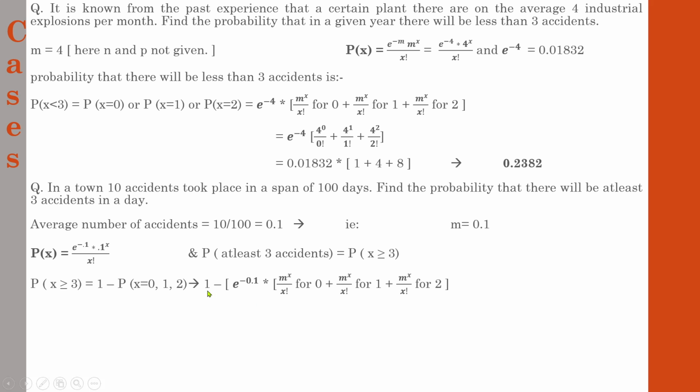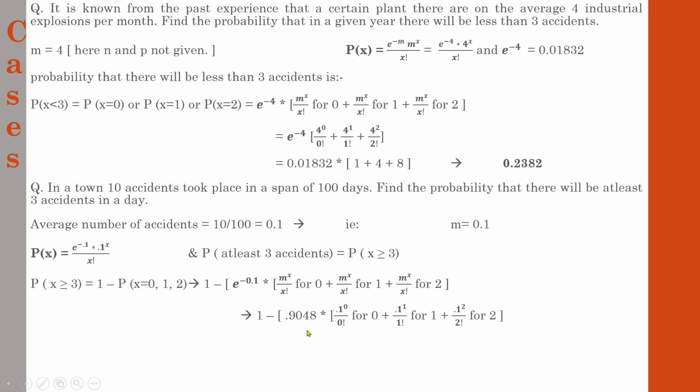So 1 minus e raised to minus 0.1. This is just the method which we have followed just previously. This one will be constant, so we are using it as a common factor, into m raised to x by x factorial for 0, same for 1 and same for 2. From this onwards, it is almost similar to the steps which we have followed.